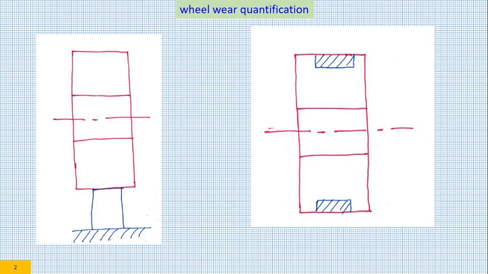So first let us try to see how do we quantify wheel wear. Once the quantification has been discussed, we will go towards mechanism of wheel wear. So once again, most of our discussion would be for flange surface grinding, and all these discussions are equally applicable to other grinding processes. So this is a flange surface grinding.